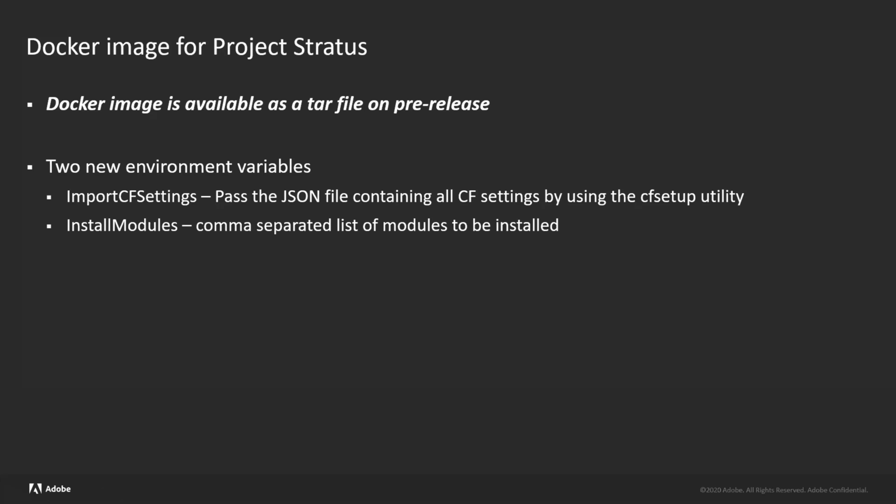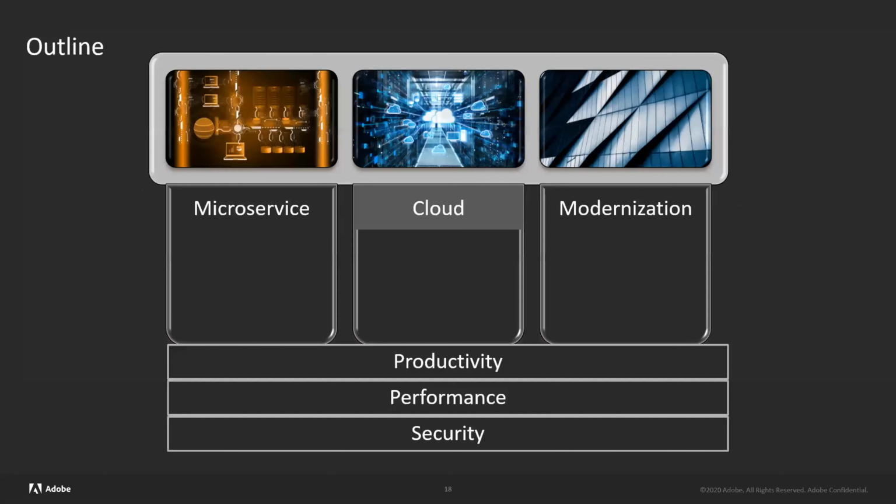And you pass the settings as well. So you can export all your settings to a JSON file using CF setup and pass those to create your own Docker images. So this is going to significantly ease creating a Docker image for your particular microservice. You can just scan the microservice, figure out what modules are needed, and then start using it in the Docker image. So that's microservice.